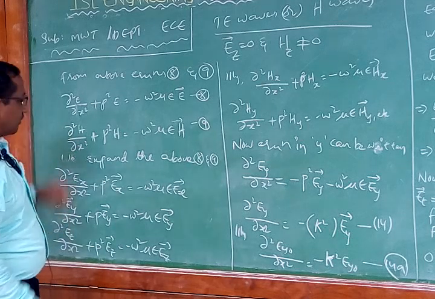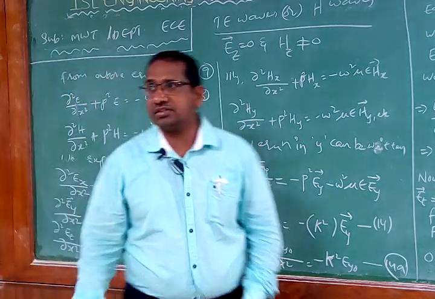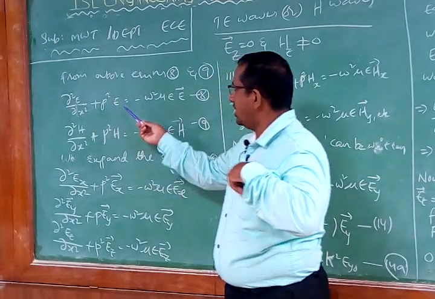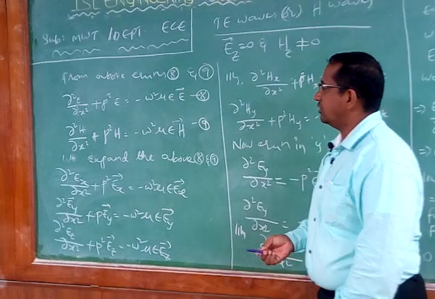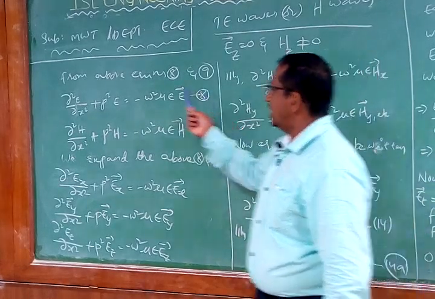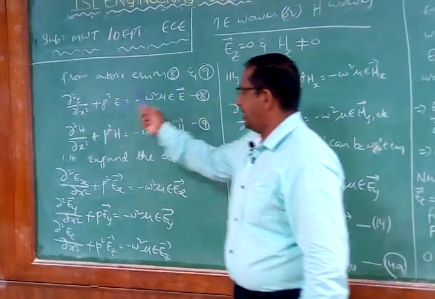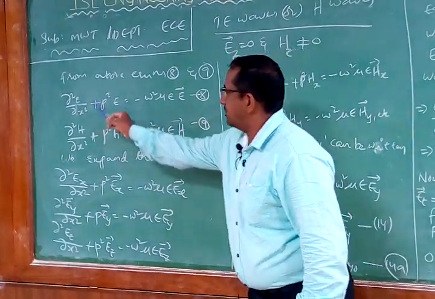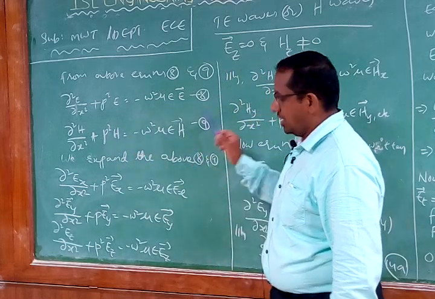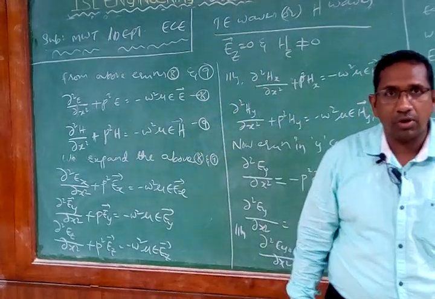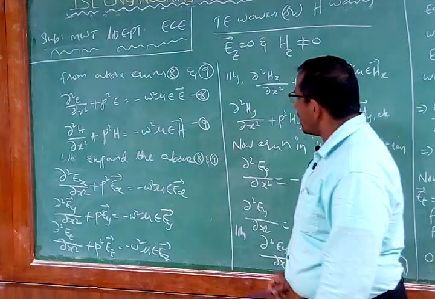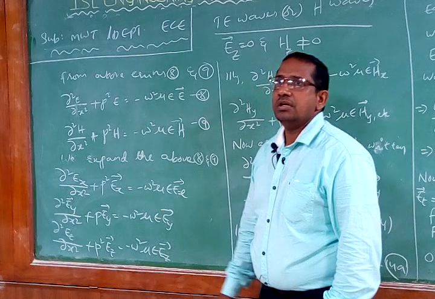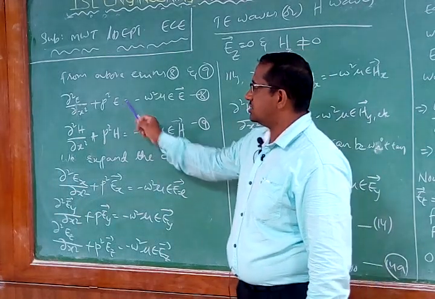For the electric field, we have got del square E by del x square plus P square E equal to minus omega square mu epsilon E. That is the equation for the electric field. Similarly, we can write the equation for the magnetic field. Simply we replace E by H, and thereby we get an equation for the magnetic field. These equations are written for the generalized case.